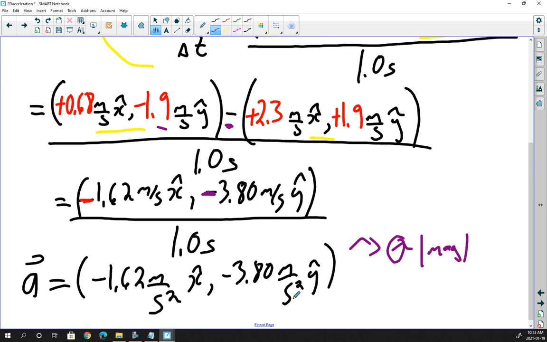If you want, you can convert this to angle magnitude if you want. Pretty easy to do, right? You take a look at each bit. There's a negative 1.62 part in the x. There's a negative 3.80 in the y. Do vector tip tail addition, use Pythagoras, use tan inverse, and you can convert this to angle magnitude form if you want. Just don't know why you would convert. This is a perfectly legitimate way of writing a vector. Nothing wrong with that.